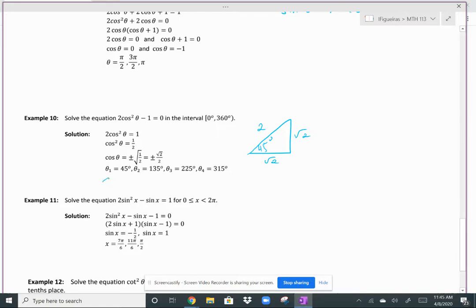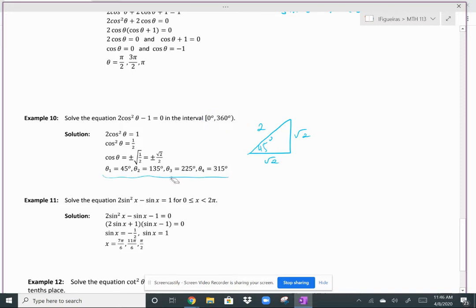So quadrant 1 answer is here. Quadrant 2 answer, we get that by doing 180 minus 45. That gives us 135. Quadrant 3 answer, that's 180 plus 45. That's 225. Quadrant 4 answer is 360 minus 45 to give you 315 degrees. So again, we don't have to add 360K to each of these because we're not going forever and ever around the unit circle or along the graph. We have a restriction here from 0 to 360, so these are your solutions.